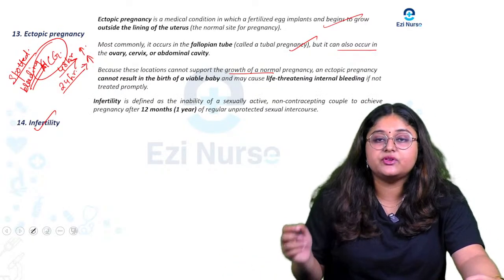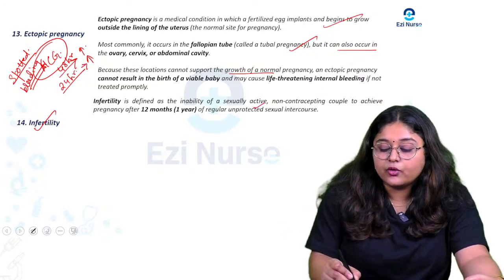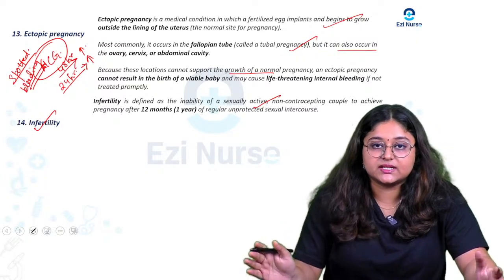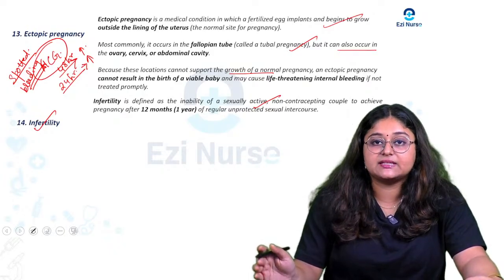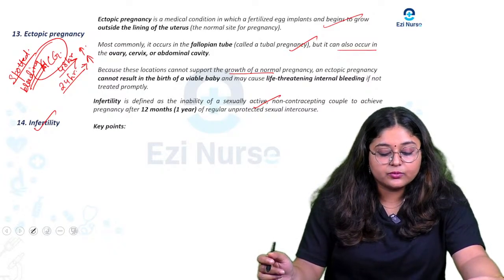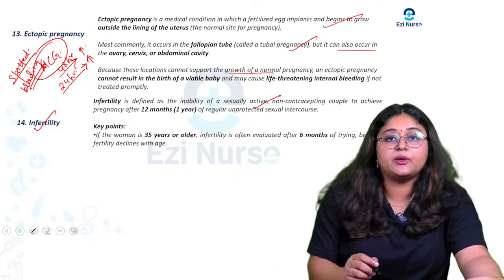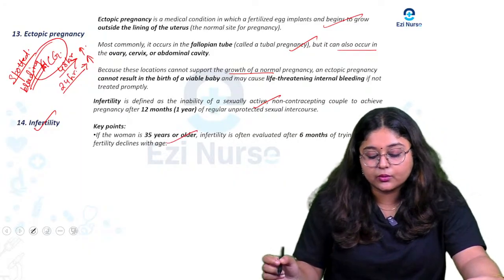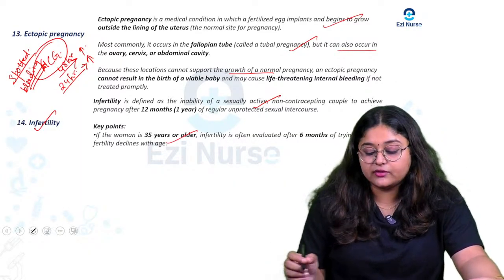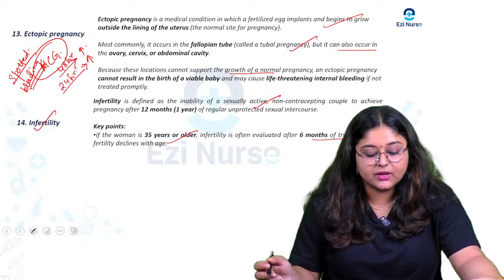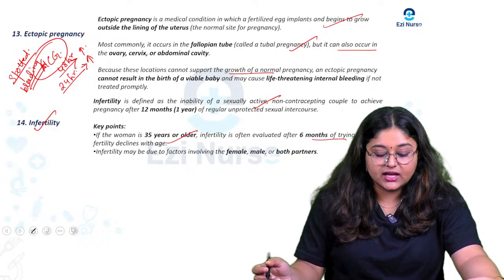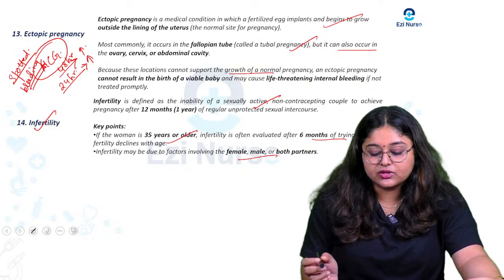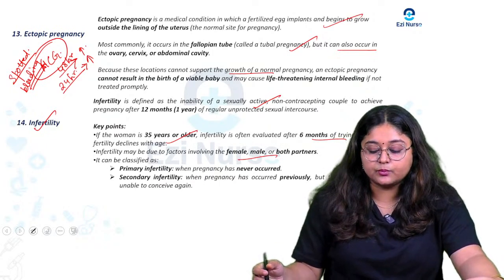So infertility is defined as the inability of a sexually active, non-contracepting couple to achieve pregnancy after 12 months. Mainly you have to remember, if the woman is 35 or older, infertility is often evaluated after 6 months of trying, because fertility declines with age. So infertility may be due to factors involving the female, the male, or both partners.